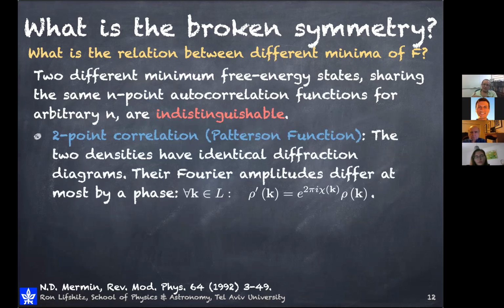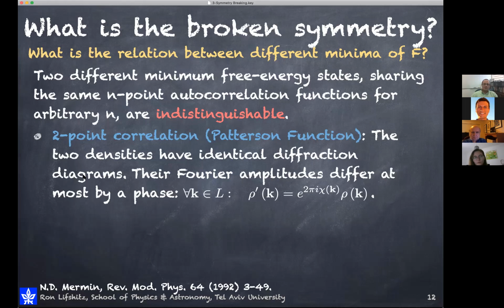And so we can look at these correlation functions. We can start with the simplest non-trivial one, the 2-point correlation. In crystallography, this is called the Patterson function. If two densities have identical 2-point correlation functions, then they will have identical diffraction diagrams. So the diffraction spectra of the two will be the same, which implies that the Fourier amplitudes differ at most by a phase. Okay, so the magnitude squared is the same. That means that they can only differ by a phase. So the difference between rho of k and rho prime of k is a multiplication by a phase, which for every k will be a different phase.